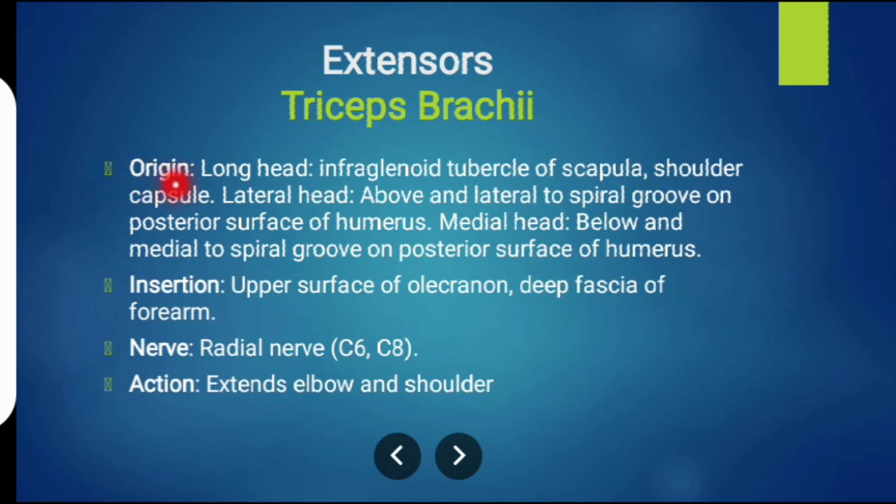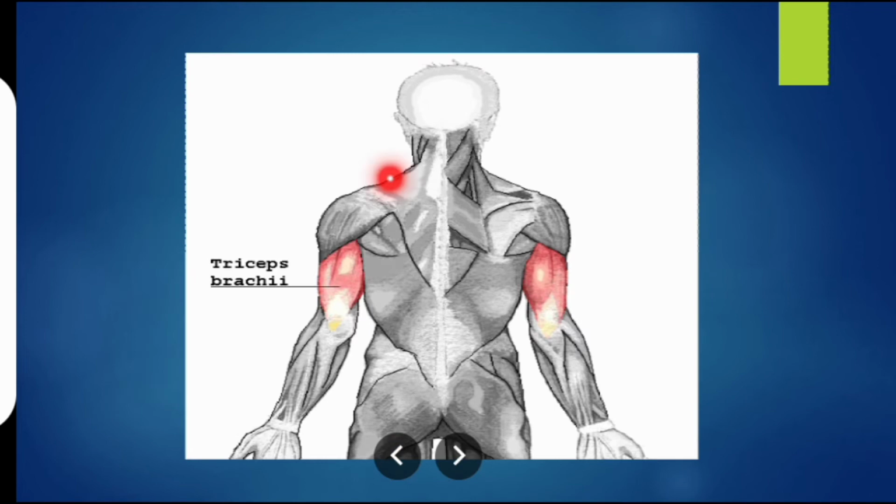The origin of long head is from infraglenoid tubercle of scapula and shoulder capsule, and origin of lateral head is above and lateral to spiral groove on posterior surface of humerus, and medial head below and medial to spiral groove on posterior surface of humerus. Insertion, upper surface of olecranon and deep fascia of forearm. Nerve supply, radial nerve. Action, elbow extension and shoulder extension. The muscle in red is triceps brachii muscle.